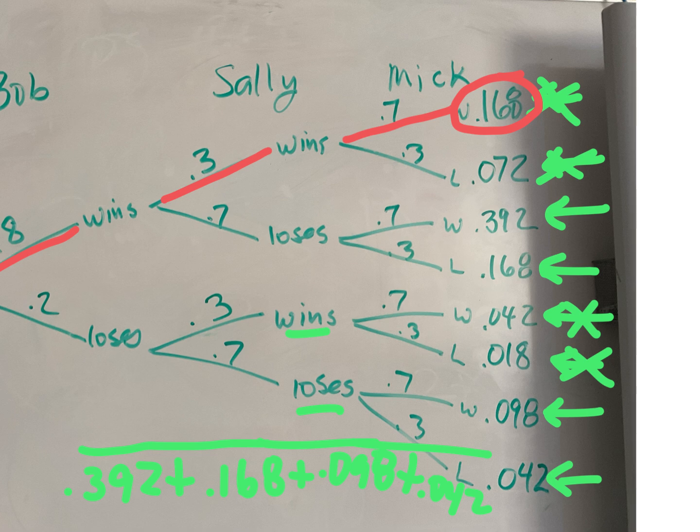So of the possible ones, which were this and this and this and this, what's the ones where Bob and Mick both won?